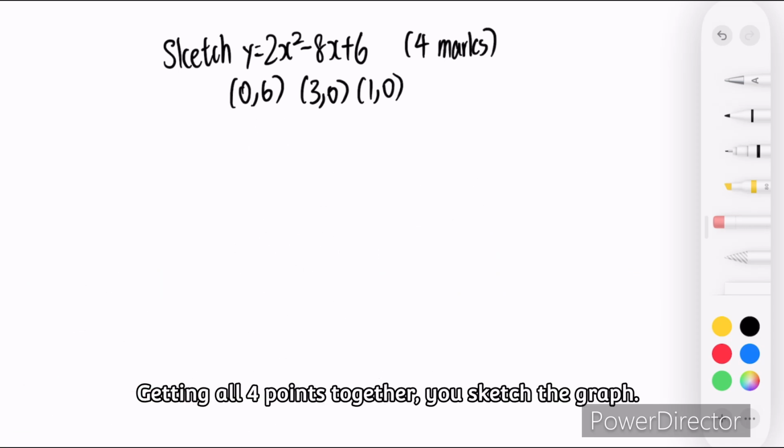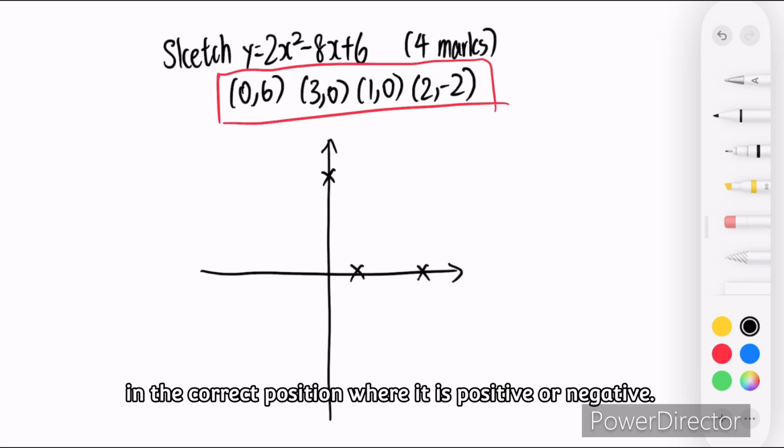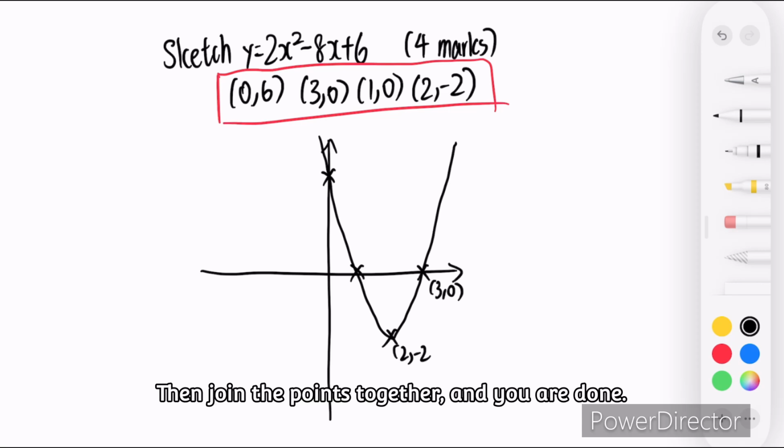Getting all 4 points together, you sketch the graph. Make sure that the intercepts actually touch their respective axes in the correct position where it is positive or negative. Then join the points together and you are done.